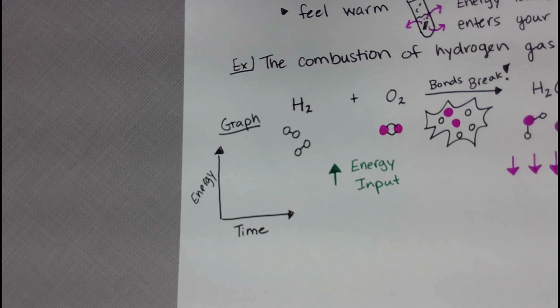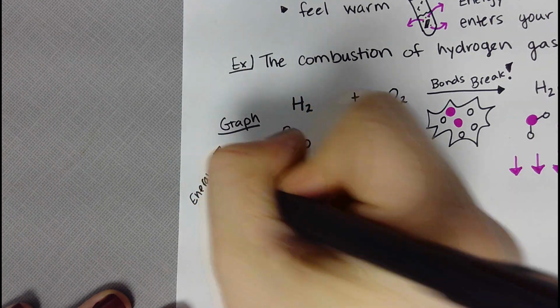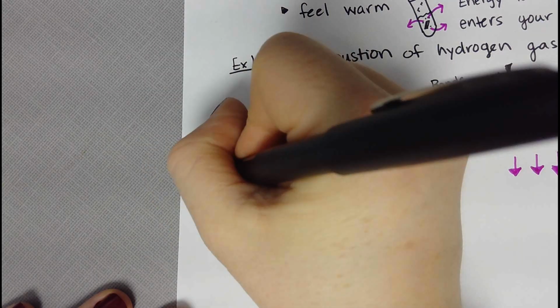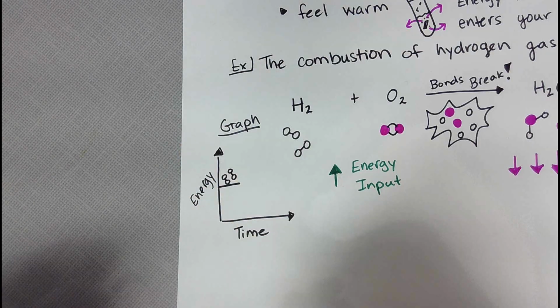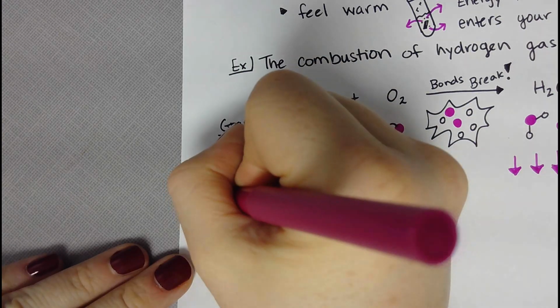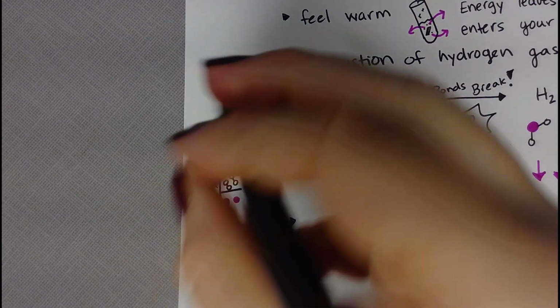And we're just going to look at how it changes. Now, every reaction has to start somewhere. Let's just start in the middle. These are our reactants. This is our hydrogen chilling out and our oxygen hanging out as well.